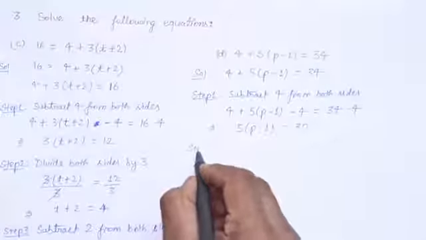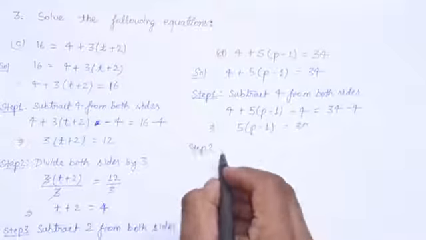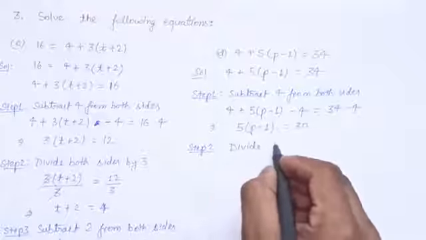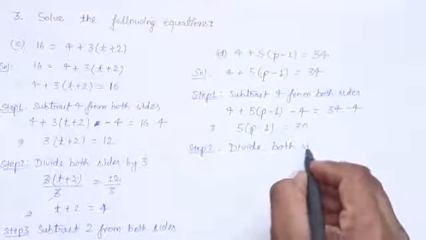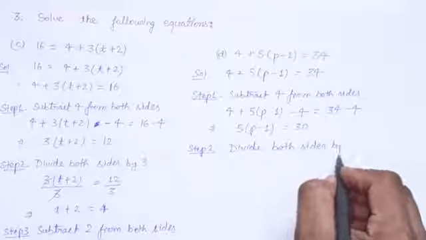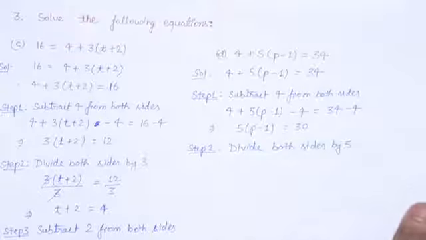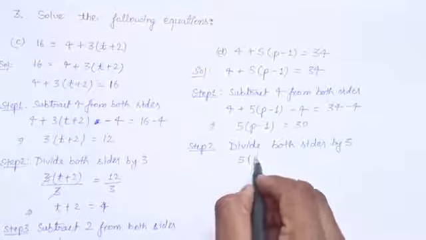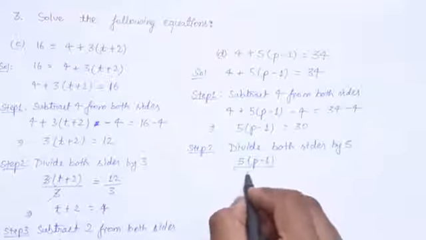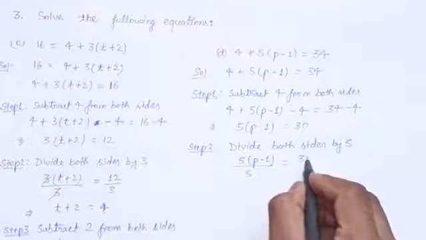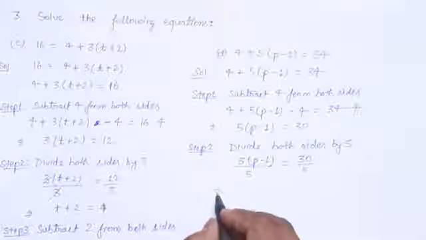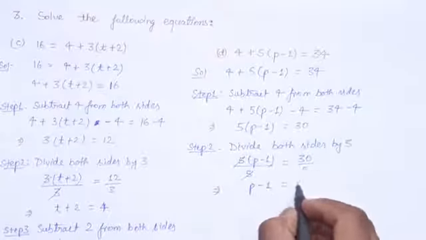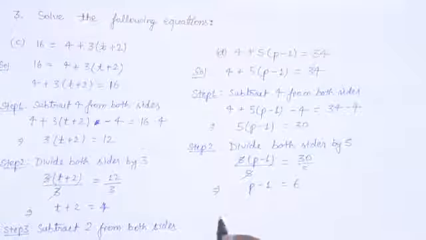Now what is our step 2? In step 2, let us divide both sides by 5 in order to obtain p minus 1. So we can write 5 times (p minus 1) divided by 5 equals 30 by 5. It implies that 5 and 5 cancel out. So we have p minus 1 equals 30 by 5, which is 6.